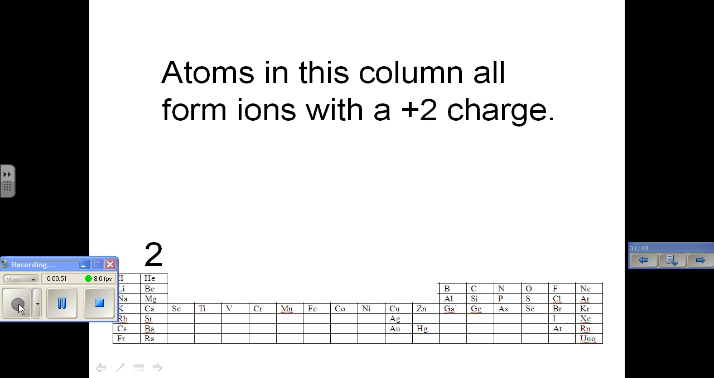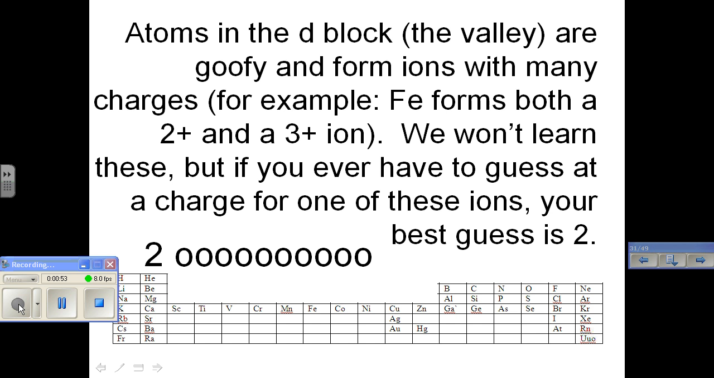And although down in that valley there, the D block, scandium through zinc and on down, you've got to basically memorize each element because they form weird combinations of ions. If you had to guess, your best bet would be 2. So I've kind of got an ooh after the 2 to show it kind of carries over through the D block.